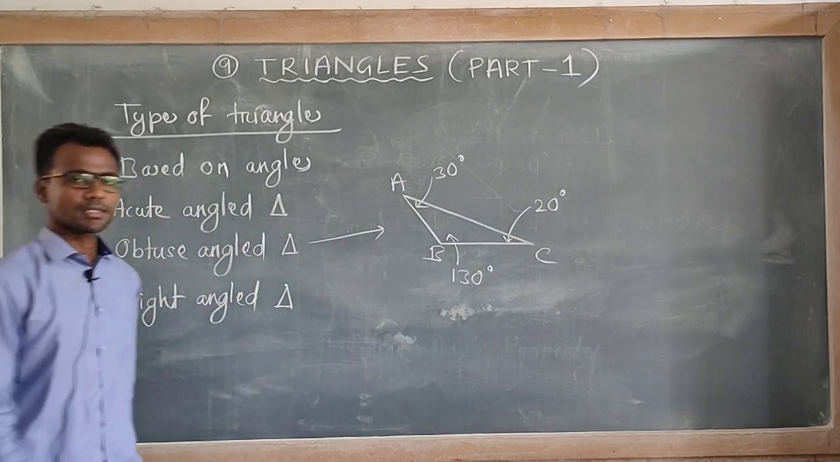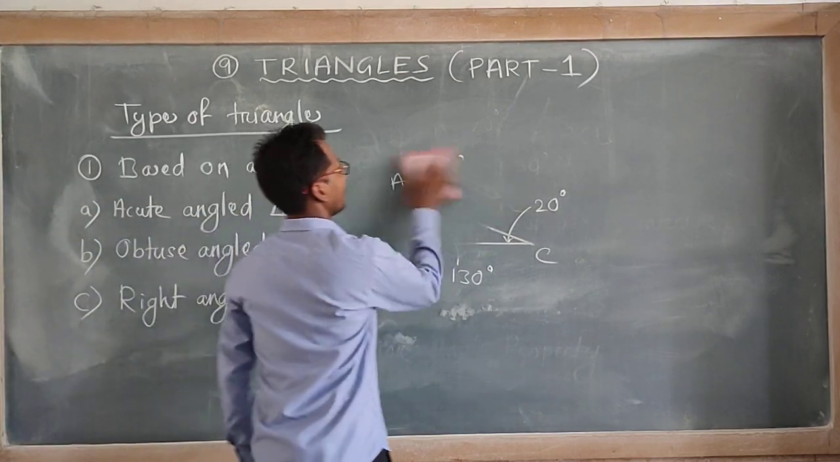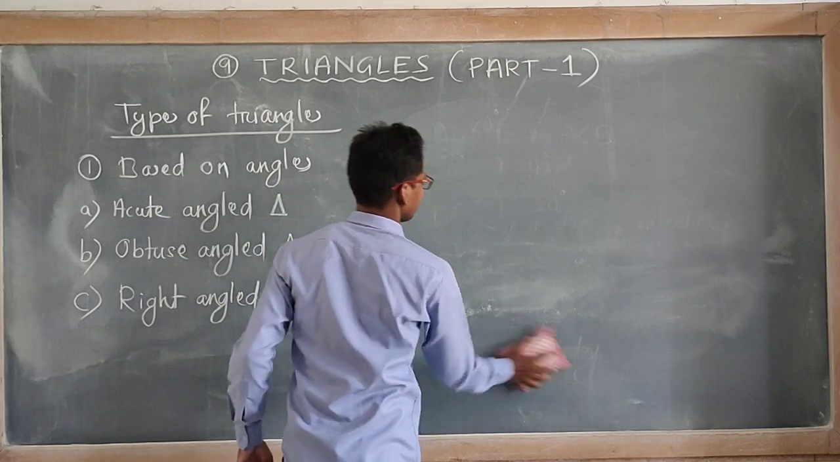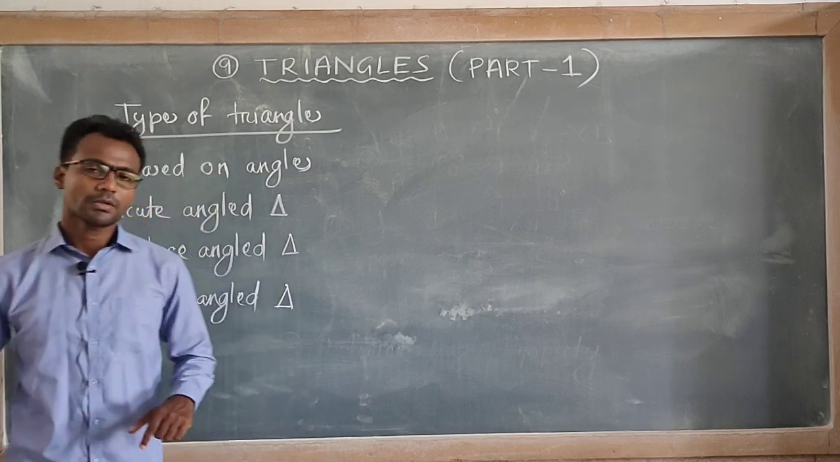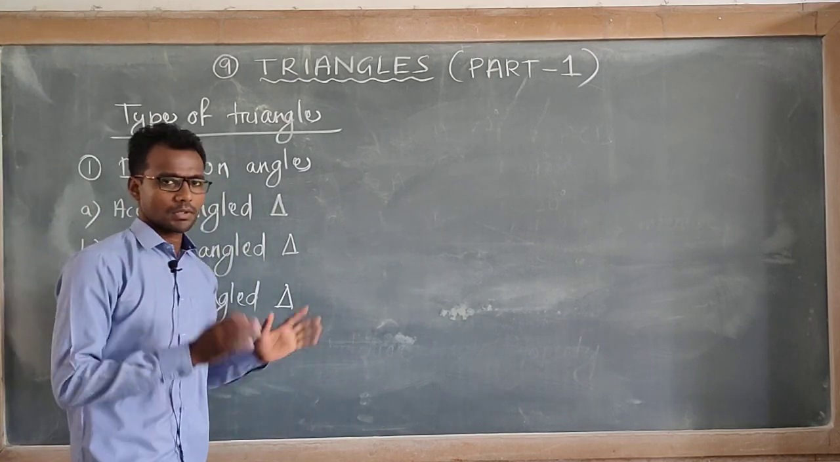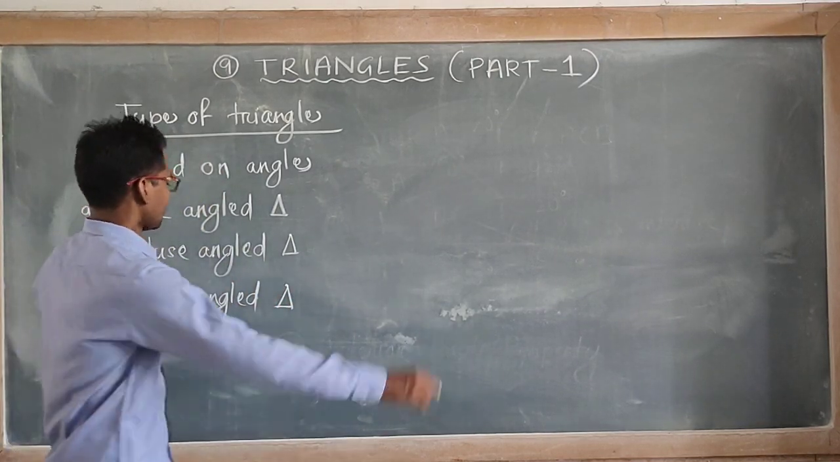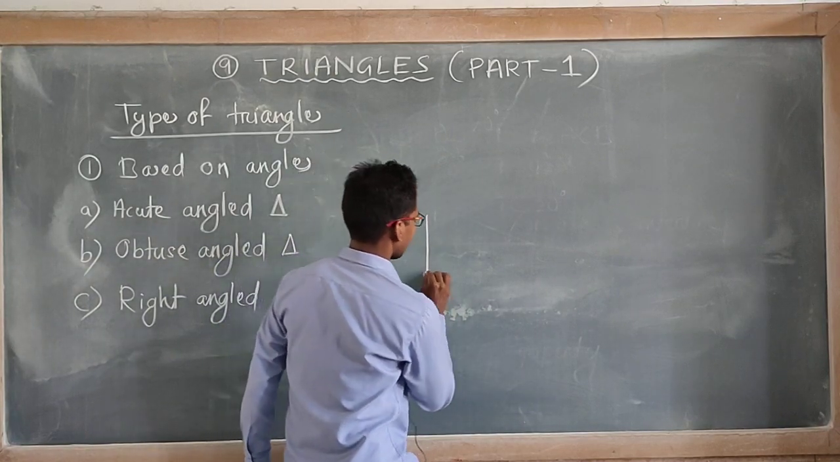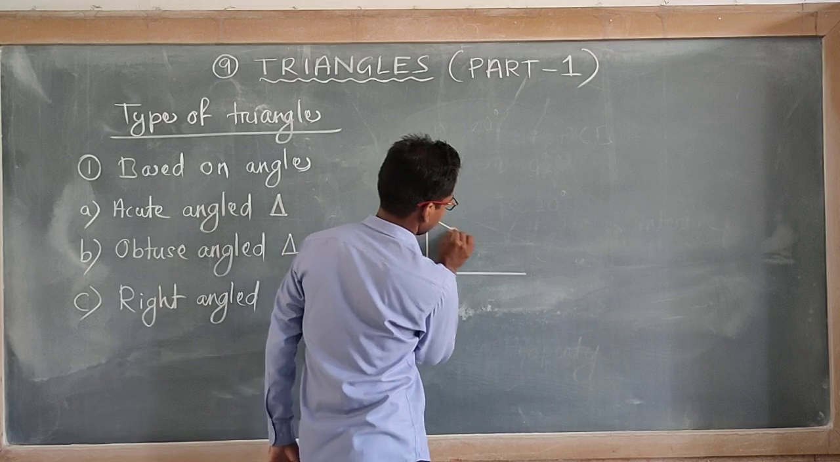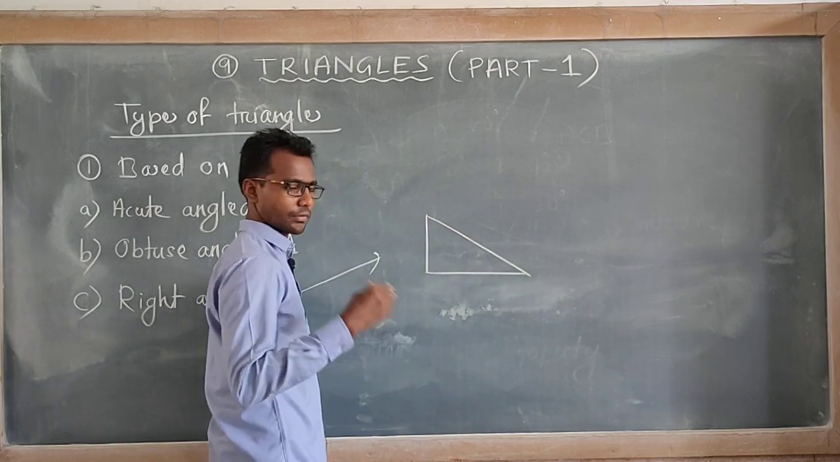Okay. Next is right triangle. We have a special chapter on right triangle in class 9 that we will study later on. Now just introduction. Right triangle: one angle will be 90. Remaining two angles we don't care.